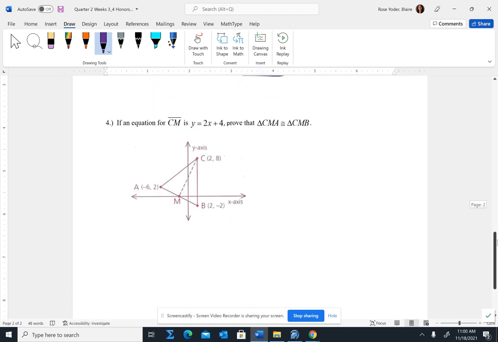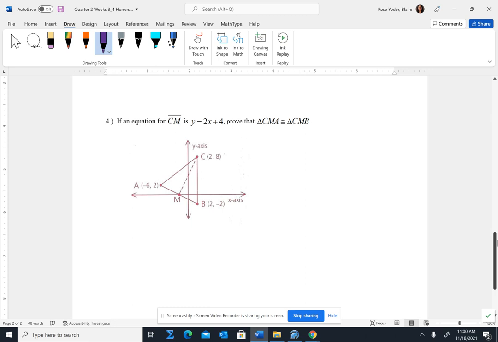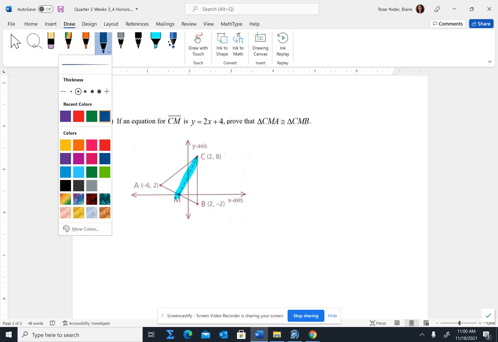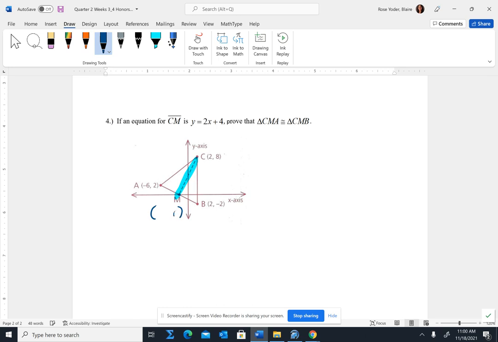And then finally, this last problem is a good coordinate problem. So we have an equation that was given for CM. It would be helpful to know what the coordinates of M are, and we can find them because M lies on the x-axis. It's an x-intercept. Every time you have an x-intercept, what that means is that y is 0. This point is something, comma 0. So what I'm going to do is take this equation, plug in 0 for y and solve for x real quick. -4 equals 2x, and -4 divided by 2 is -2. So that means that that point is -2, 0.